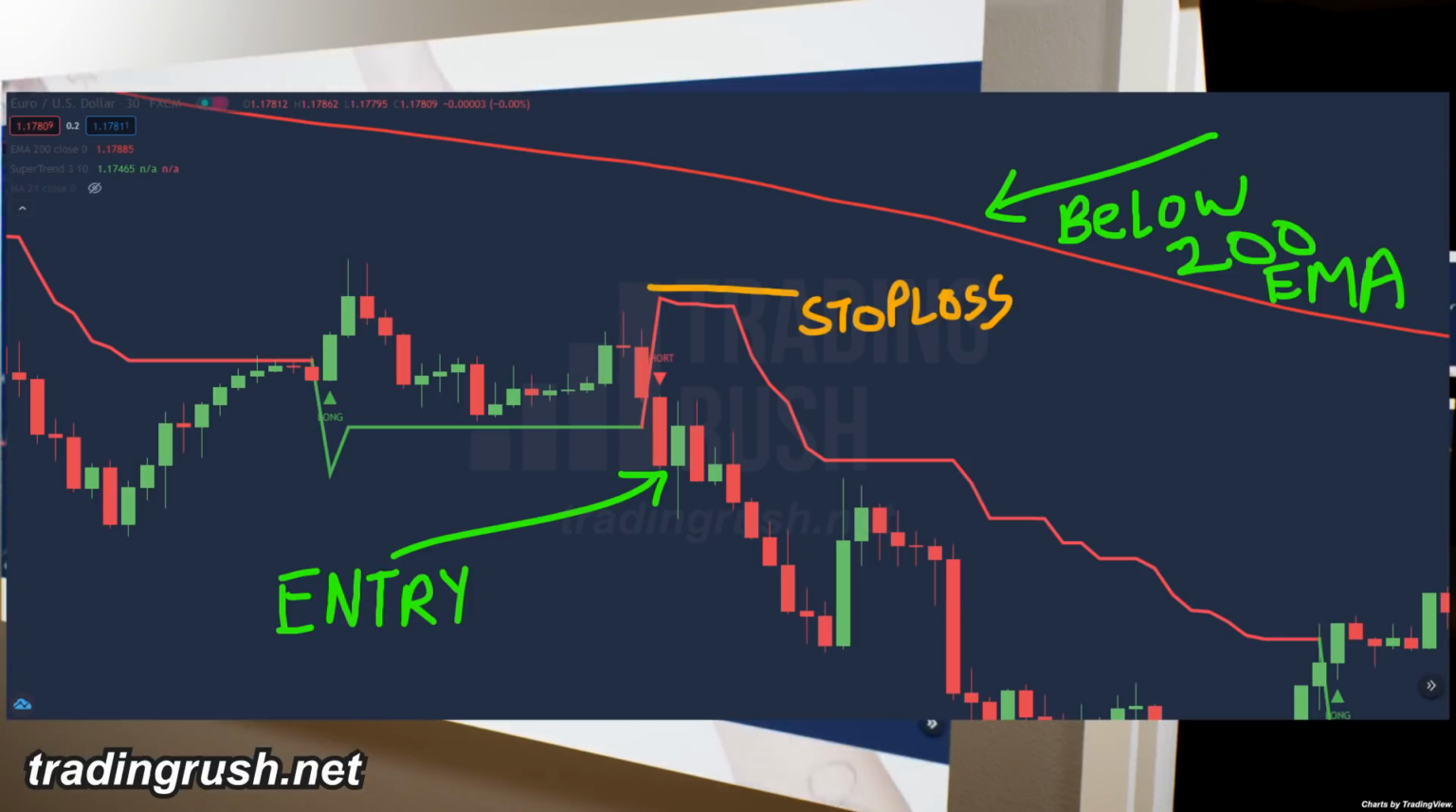In the short setup, only sell when the Supertrend Indicator turns red and flips above the candles, and the price is still below the 200-period moving average. In this short setup, you can set your stop loss at or above the Supertrend line.